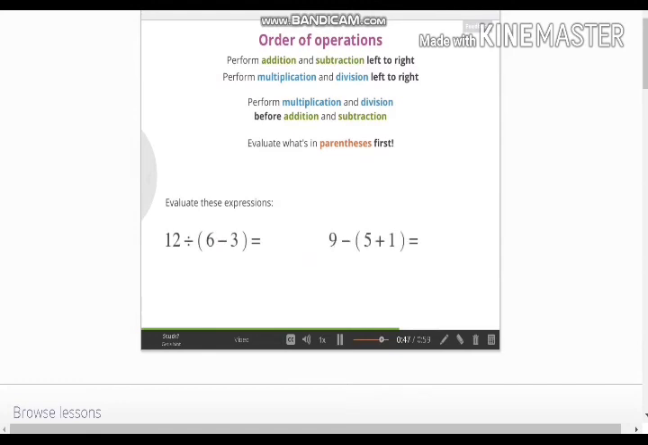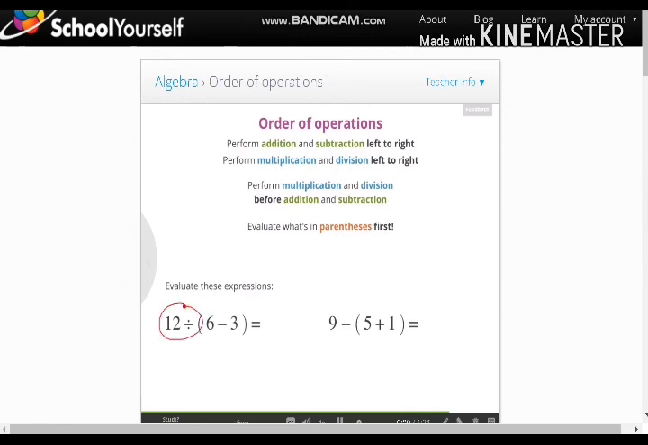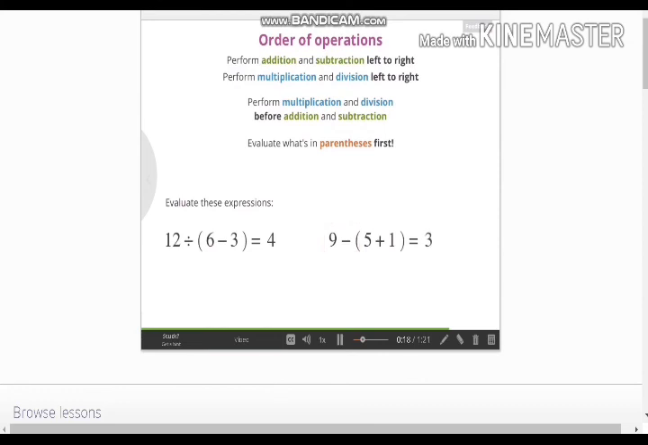Next, try evaluating these expressions. 12 divided by 6 minus 3, where the 6 minus 3 is inside parentheses, and 9 minus 5 plus 1, where the 5 plus 1 is inside parentheses. Right, over here you first evaluated what's in the parentheses, 6 minus 3, which equals 3. Then 12 divided by 3 equals 4, which is the correct answer. And over here, first you added 5 and 1 to get 6, and then 9 minus 6 equals 3.